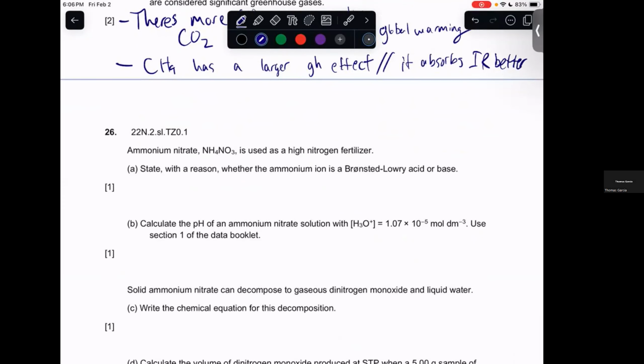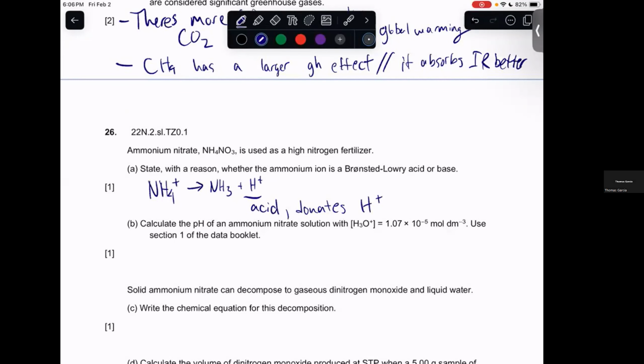All right, last question. Ammonium nitrate, NH4NO3, is used as a high nitrogen fertilizer. State with the reason whether the ammonium ion is a Brønsted-Lowry acid or base. So let's look at NH4+. It decomposes into NH3 and H+. By definition, it is an acid because it donates H+.